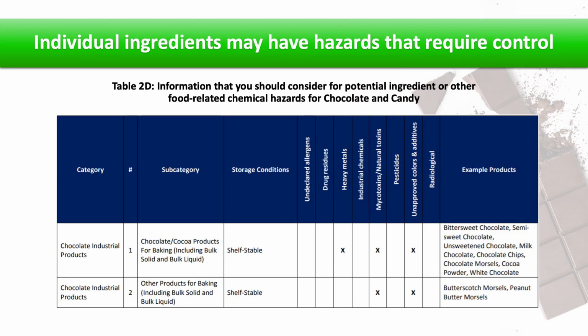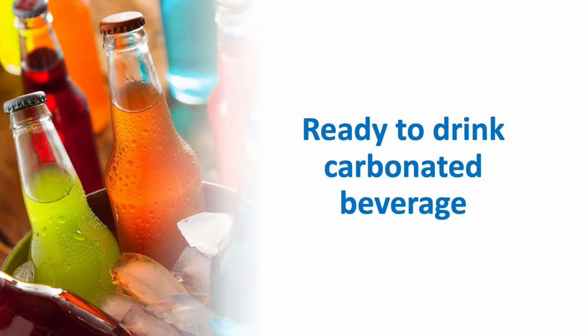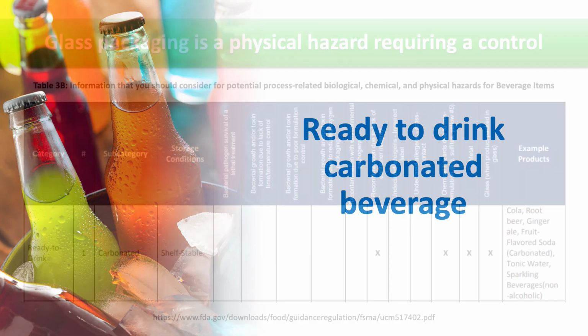Here's an example of chemical hazard. Chocolate is an example here. You can see heavy metals, unapproved colors and additives, and natural toxins being flagged as chemical hazards. This product is high value and produced outside of the US. Different environmental and food safety standards, as well as potential economic adulteration, can be issues.